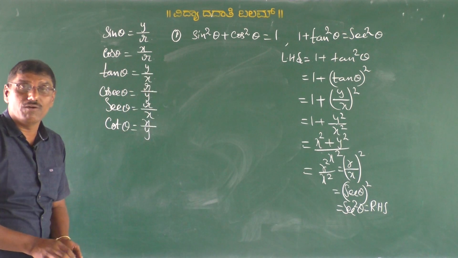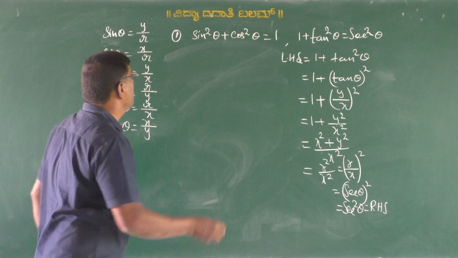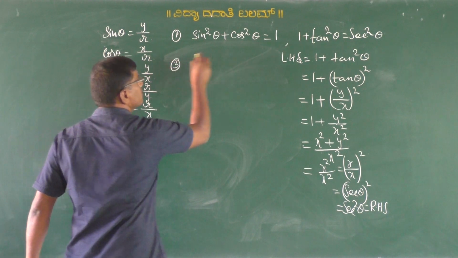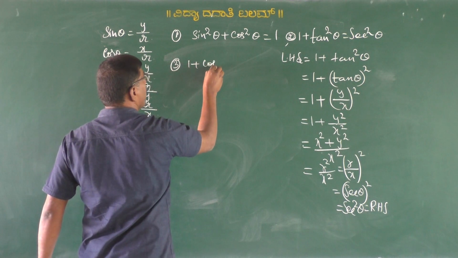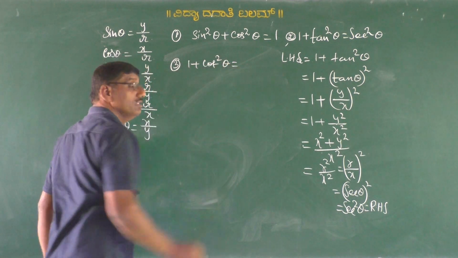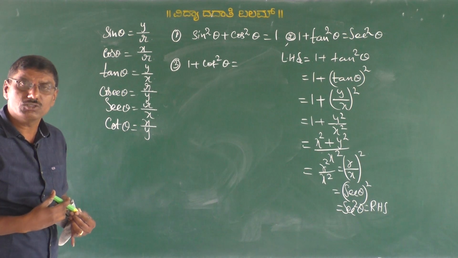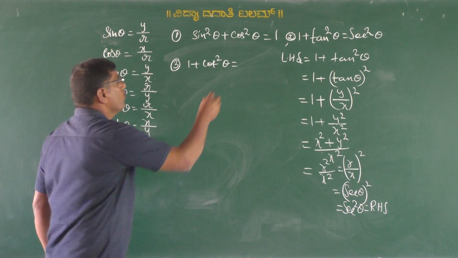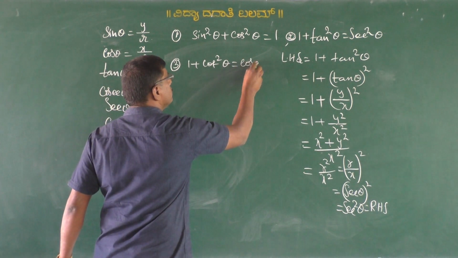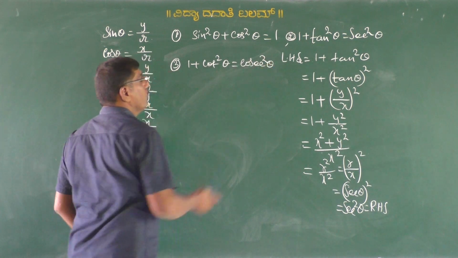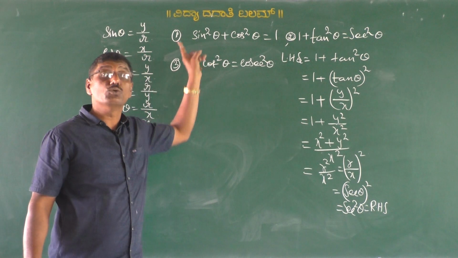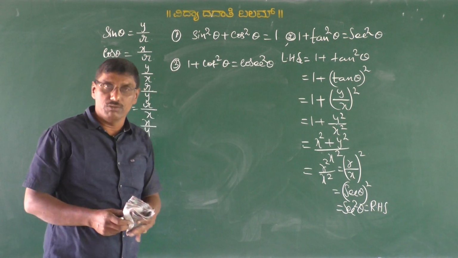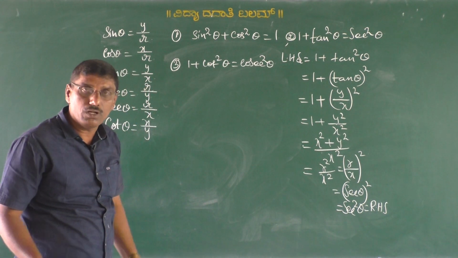That is the third one, 1 plus cot square theta, which is equal to cosecant square theta. We can prove this similarly to what I proved in these two cases. You have to prove it yourself. Are you understood, all of you?